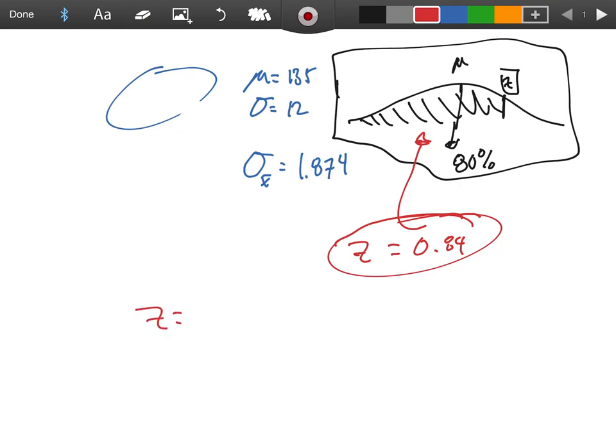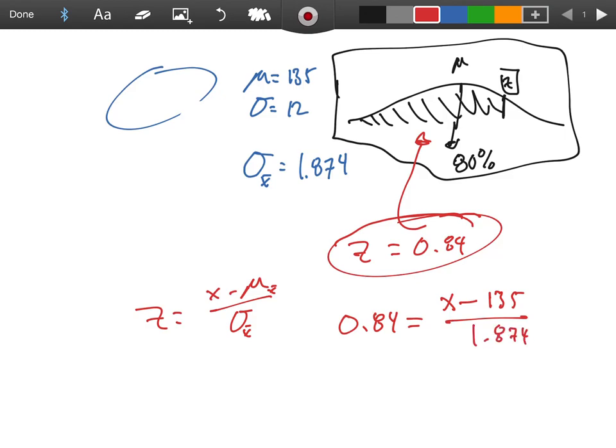For this, get your z-score equation out. z equals x minus mu over the standard error, right? So the z-score 0.84 is going to equal x, the value I'm interested in, minus the mean, 135, divided by the standard error, 1.874. To finish this off, multiply each side by 1.874. So 0.84 times 1.874 equals 1.57416 equals x minus 135. Add the 135 over.